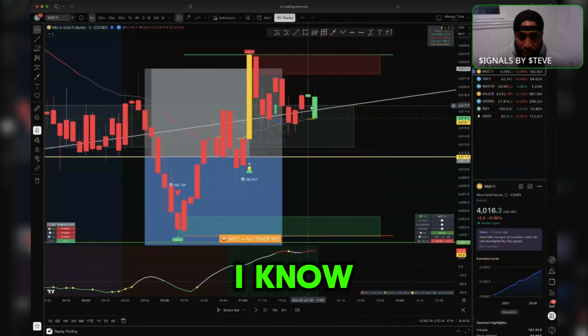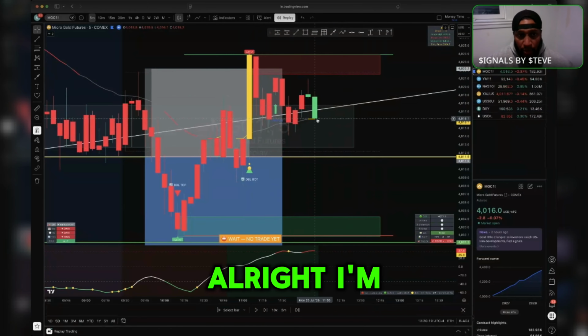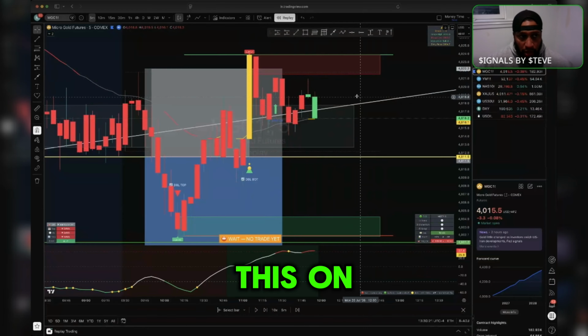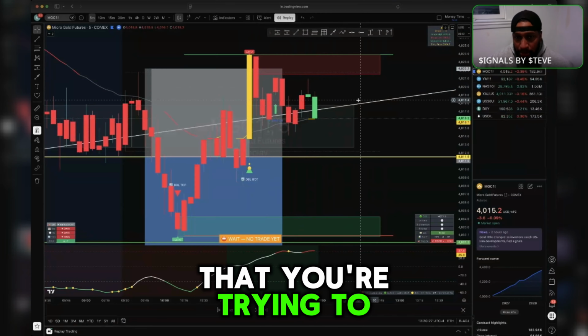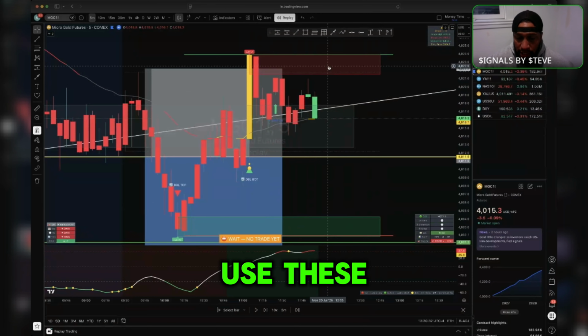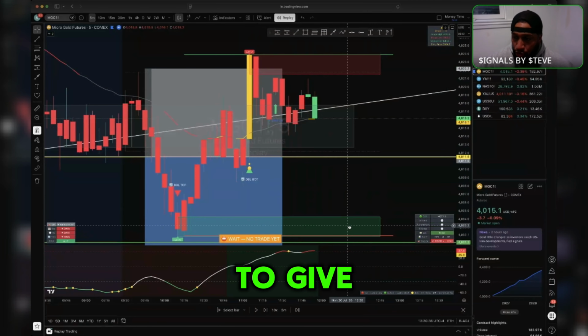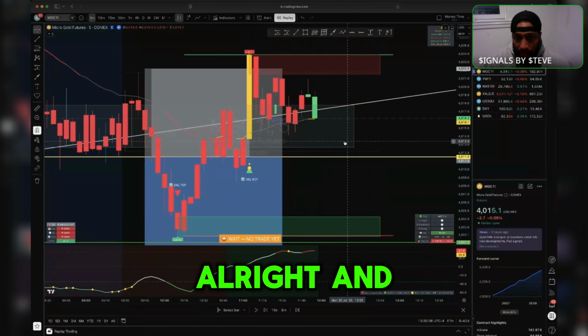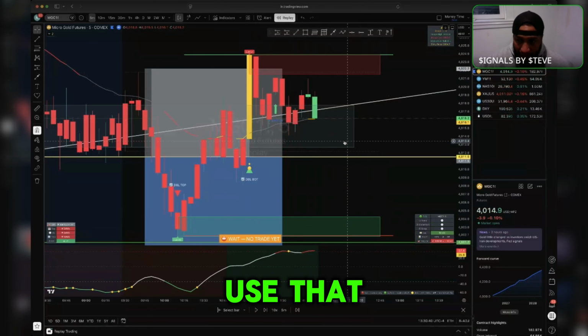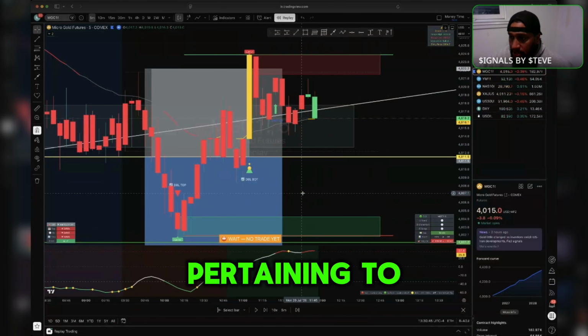Okay. So right away, I know that on gold here, I'm on a 5-minute time frame. I'll do a video on each time frame, so that way, depending on the style of trader that you're trying to be, you can literally use these two little boxes on the chart to give you an edge in the market. And then we'll use that, aligning ourselves with other things pertaining to the GLS system.